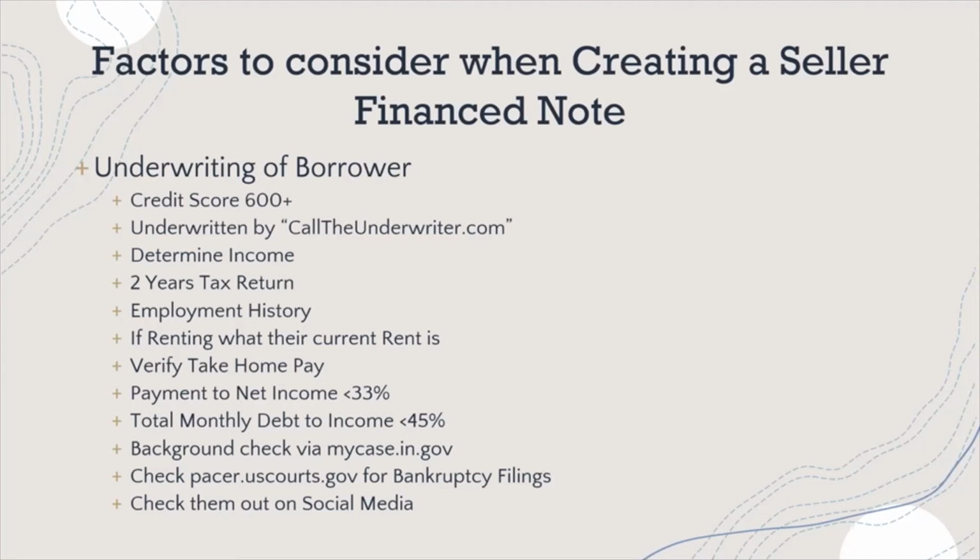Let me see here. I'm looking at my notes, making sure I've got everything. The key thing is you've got to have income that is documented, that is able to be documented.